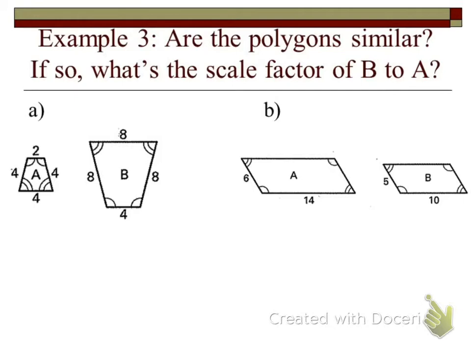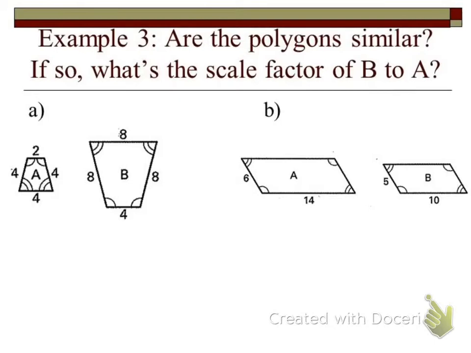Pay attention to order here. They're talking about B to A. Do you see how these are labeled B and A? So I'm always going to start with the B and then go to the A, just so that it's in the right order once I'm ready to write the scale factor. Now, for triangles or polygons in general to be similar, two things have to be true. The angles have to be congruent and the sides have to be proportional.